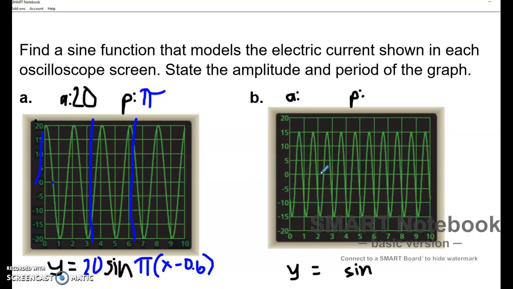So let's look at this function here. So the height of it is 15, so the amplitude is 15. And the period here, if you look at 6.28, which is 2 pi, that is 1, 2, 3, 4, 5, 6.28 about, so the period is 2 pi.